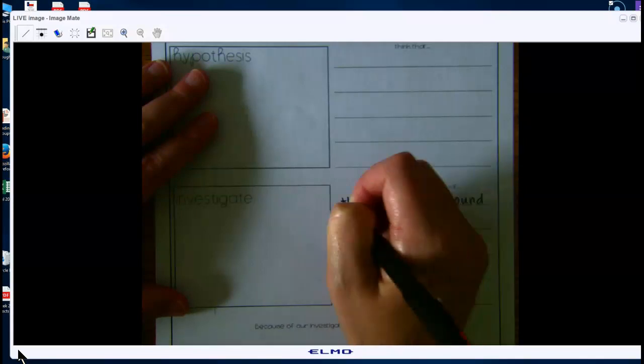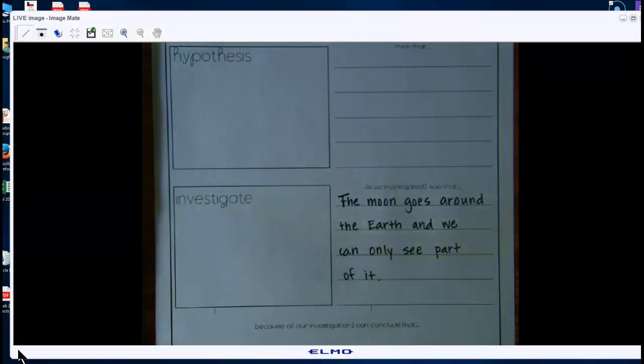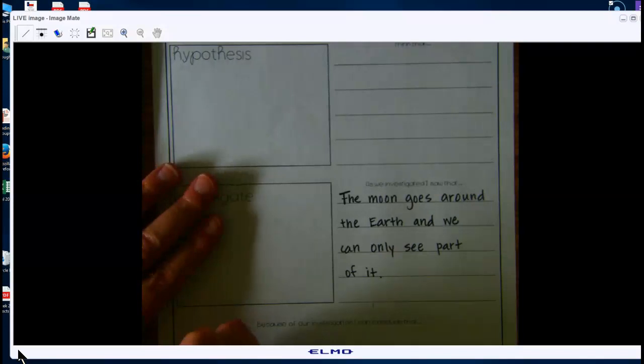So we learned, I should be capital T, starting to capitalize our sentence. The moon goes around the earth and we can only see part of it. Because of our investigation, I can conclude, does the moon change shapes? No. I conclude that the moon does not change shapes.